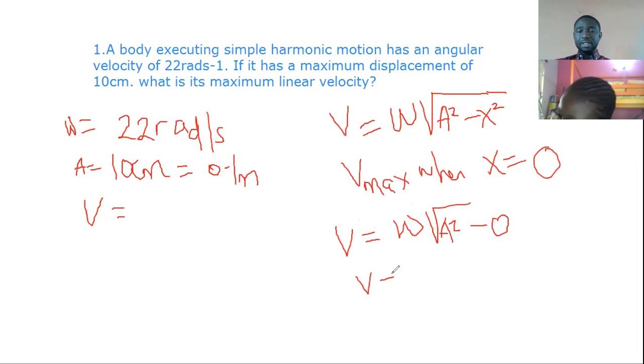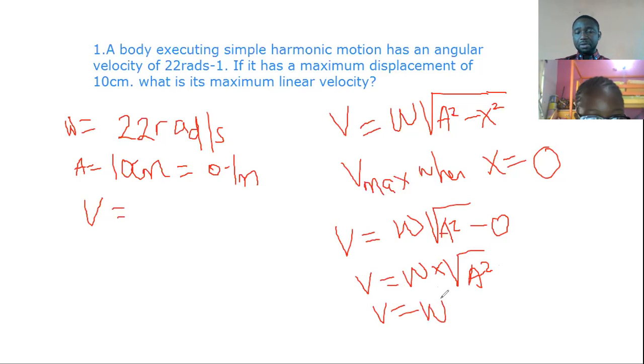And that gives us V equals angular velocity multiplied by the square root of A squared. Remember, we're having square roots and the square. In indices, we understand that when we have both of them together, they cancel themselves. This can be written as raised to the power of 1 over 2. Then this cancels this. That means when V is maximum, the formula becomes angular velocity times A.